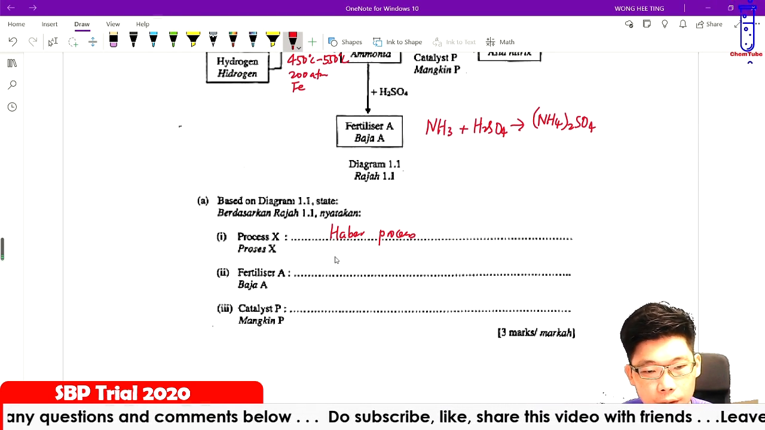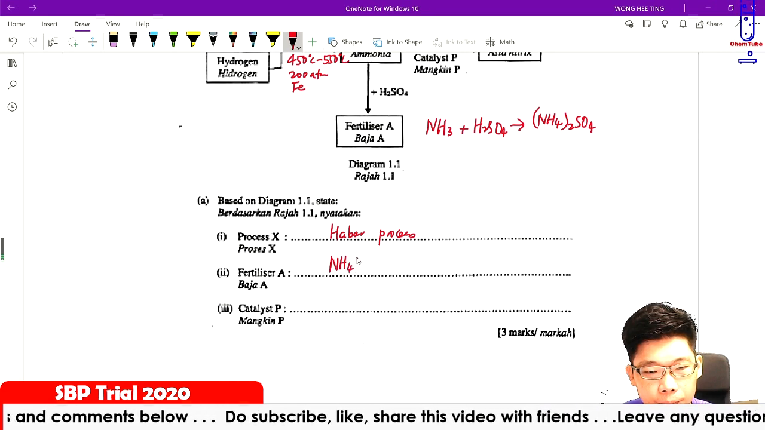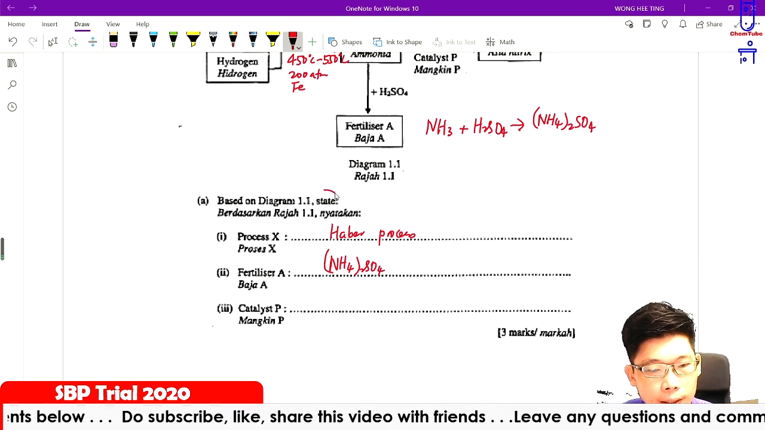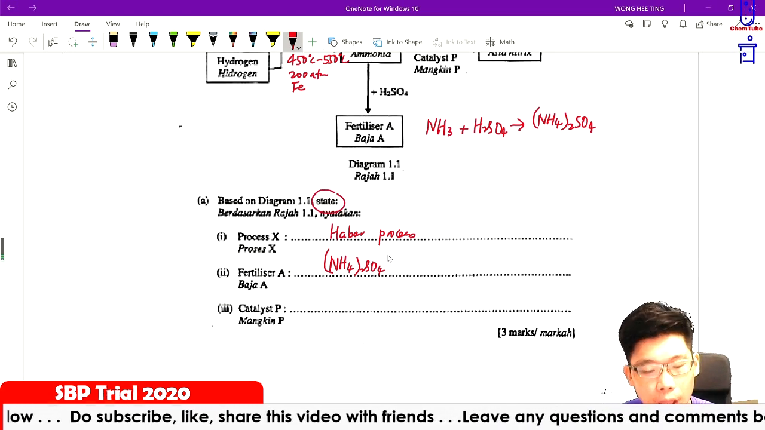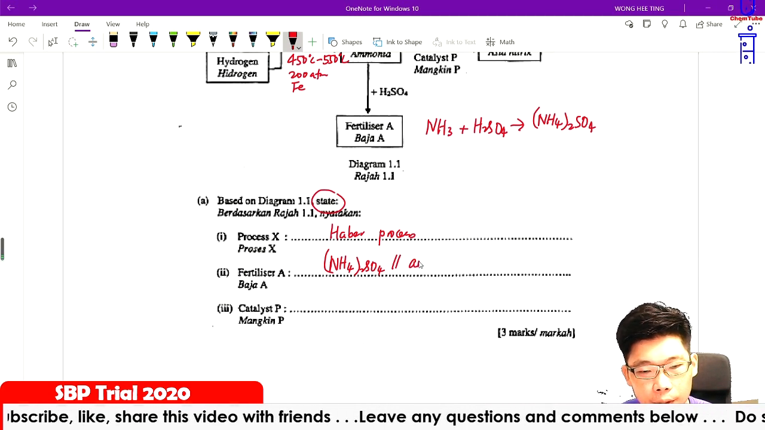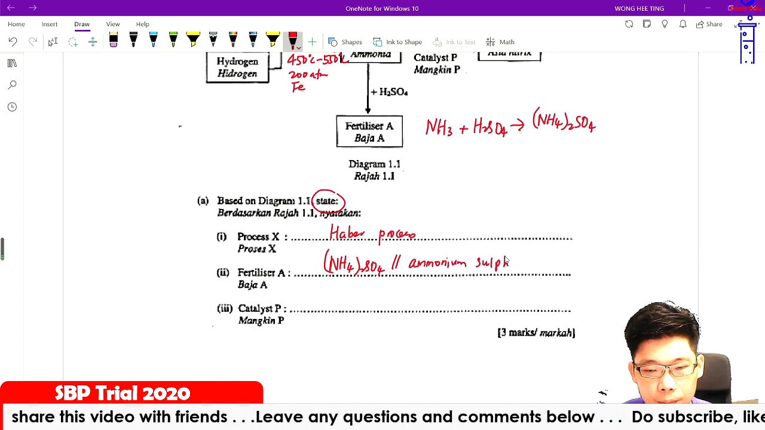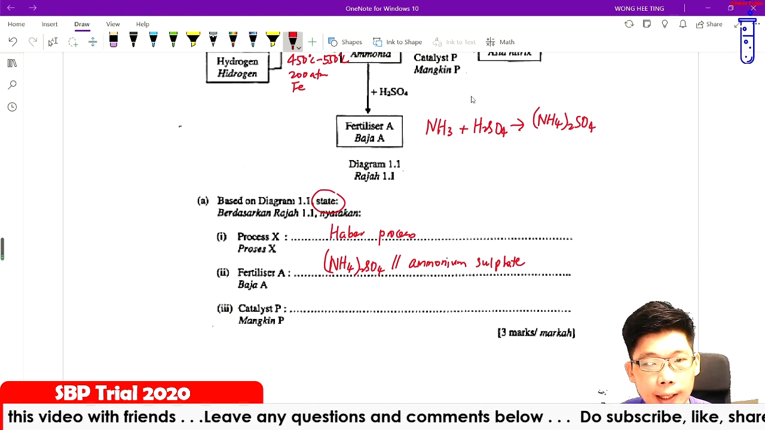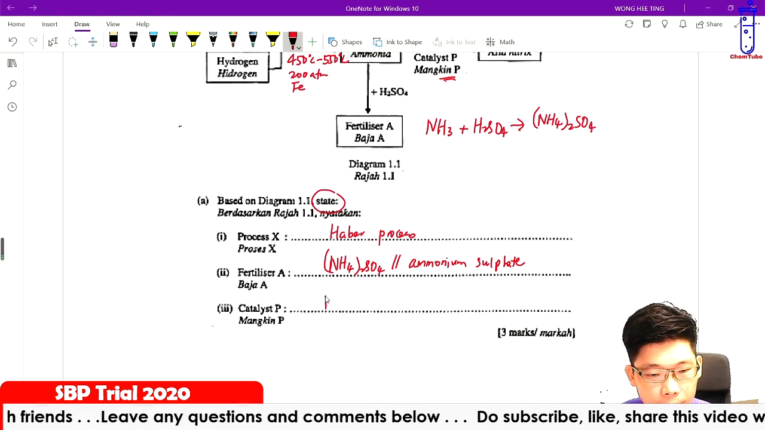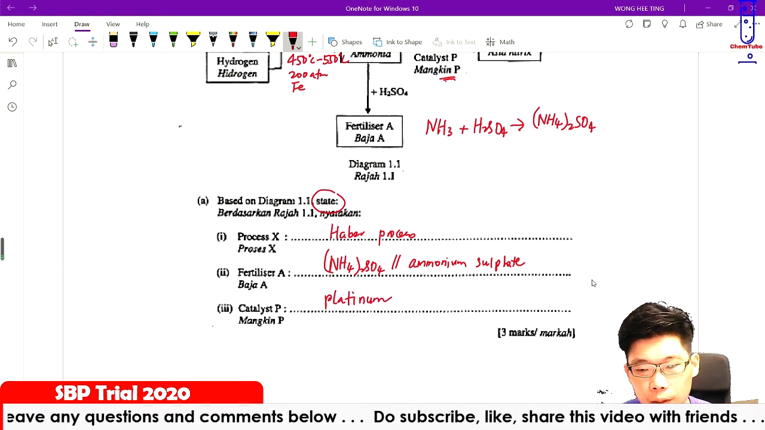So the fertilizer is called ammonium sulfate. You can write it in formula, or you can write in the name ammonium sulfate. Then the catalyst P will be platinum. So 3 marks here.